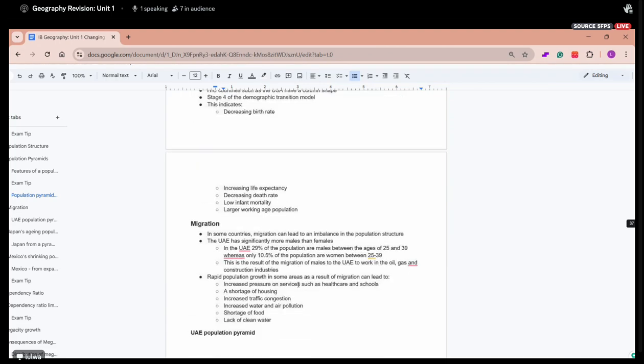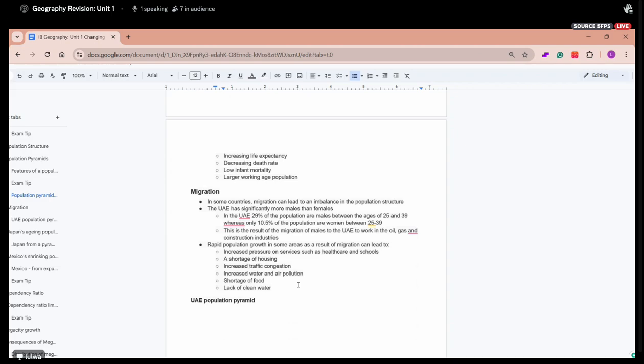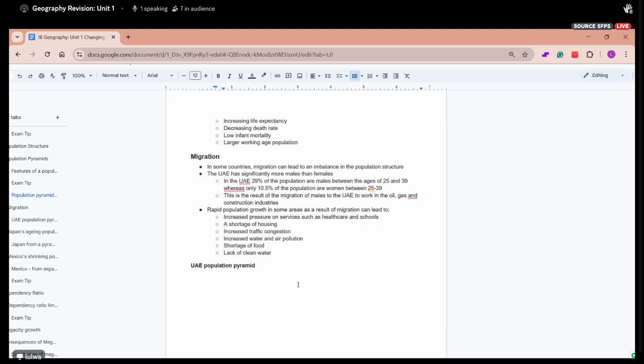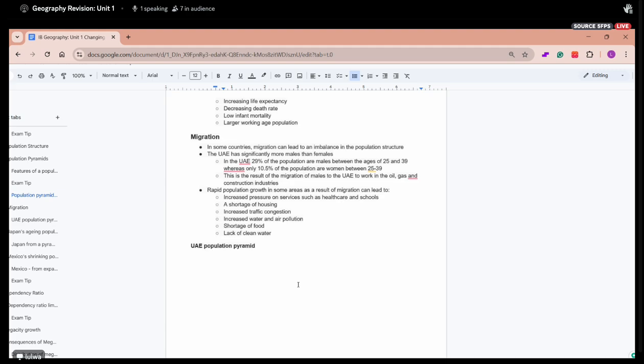And with migration, in some countries migration can lead to an imbalance in the population structure. For example, the UAE has more men than women: in the UAE, 29% of the population are men between the ages of 25 and 39, whereas only 10.5% of the population are women between 25 and 39. And this is the result of the migration of males to the UAE to work in oil, gas, and construction.